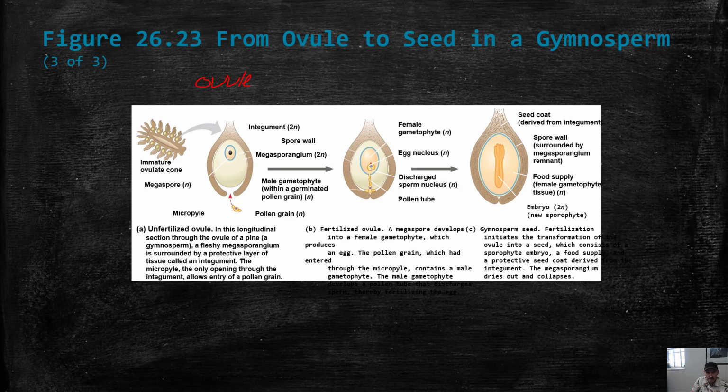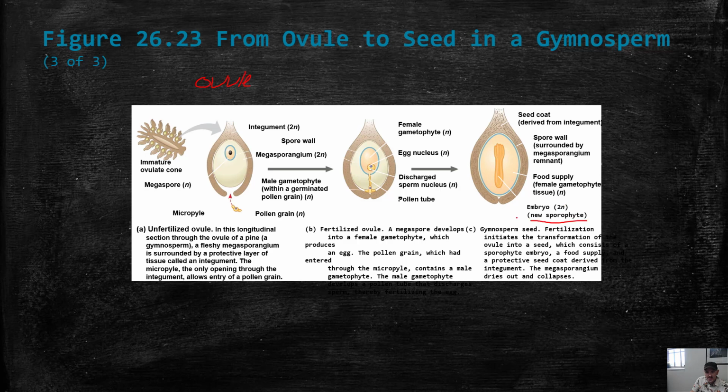The female gametophyte makes an egg in a little archegonium there, just like we would have seen in a fern, except this is just in a different structure. It's inside of this integument. The pollen grain lands in here, and it grows a pollen tube, and it deposits the sperm to the egg, and now that egg develops into an embryo. So you can see the embryo here.